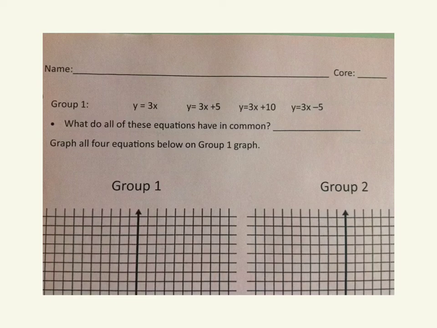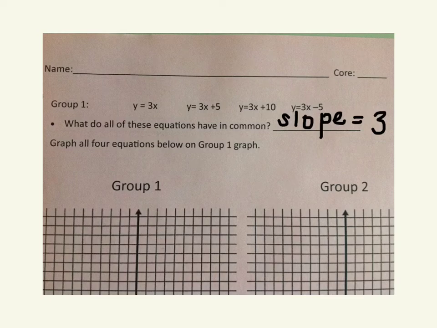Looking at each equation, identify their slope and identify their y-intercept. What do all of these equations have in common? In other words, what makes those three equations similar? As you're looking at each of those equations, you're going to be able to identify that the slope for all of those equations is positive 3.